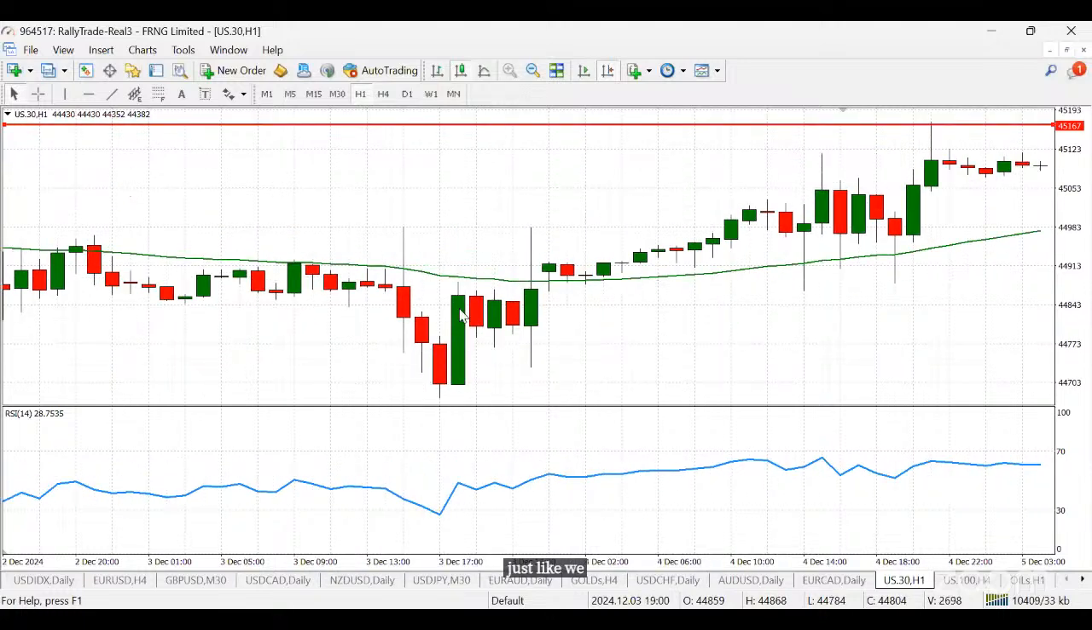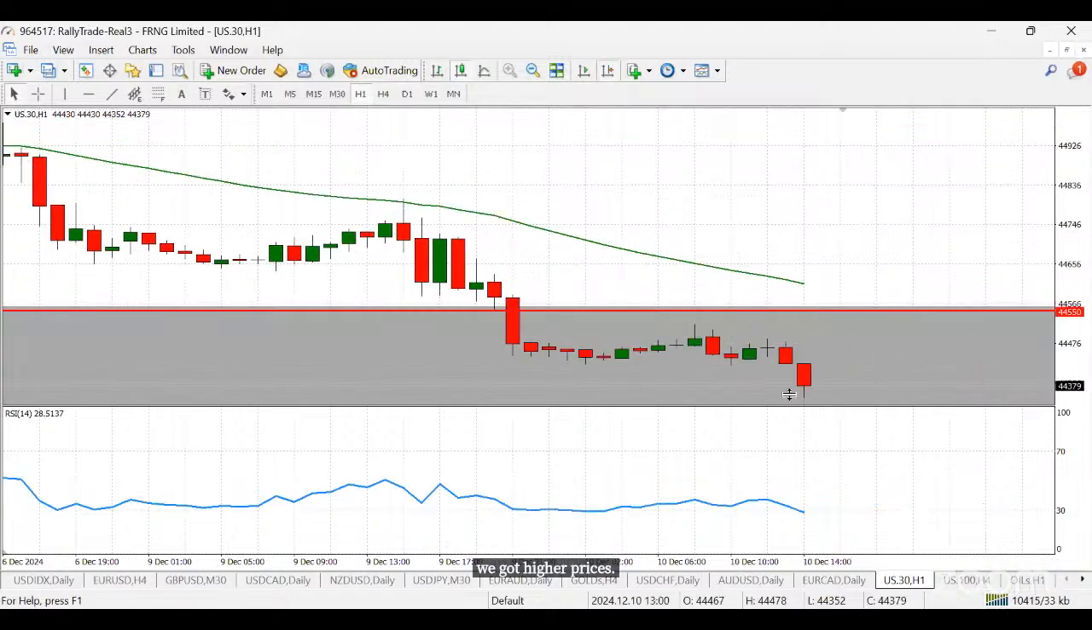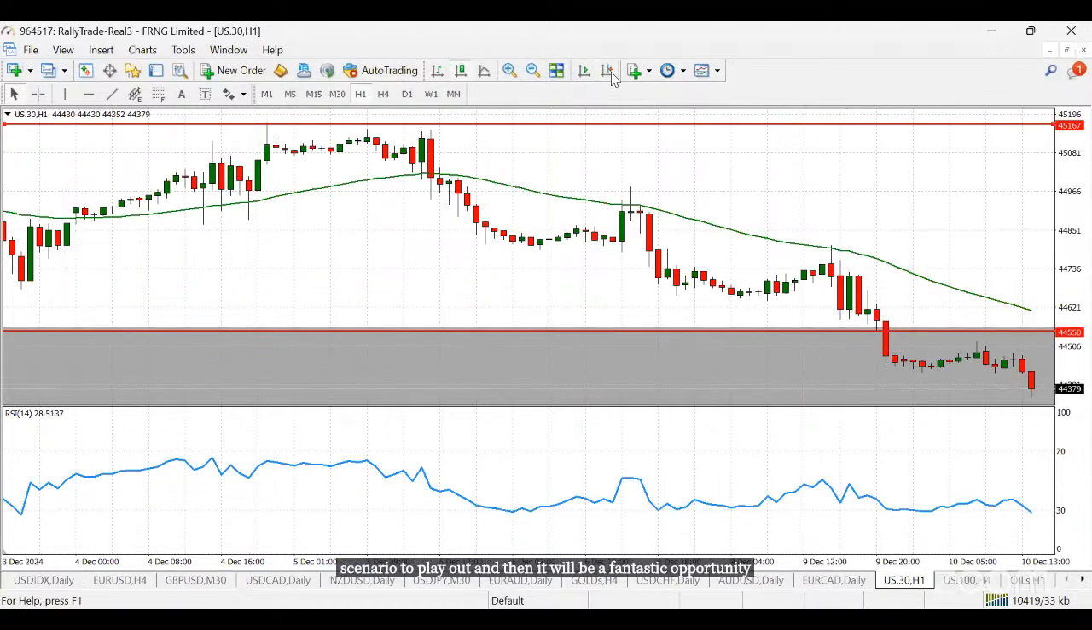In this case, it gave us a bullish engulfing pattern. And then when that happened, we got higher prices. So we wait here for a similar scenario to play out, and then it will be a fantastic opportunity to go long. So that's what we have for US 30.